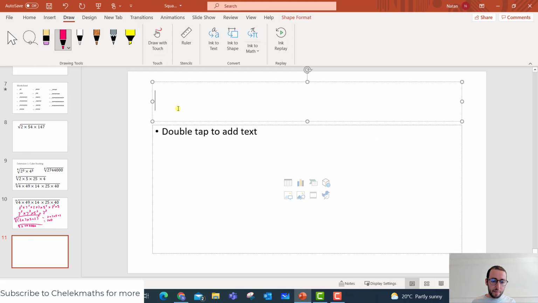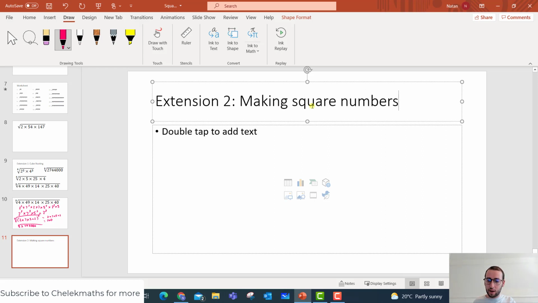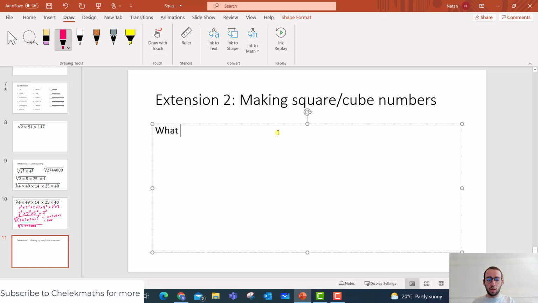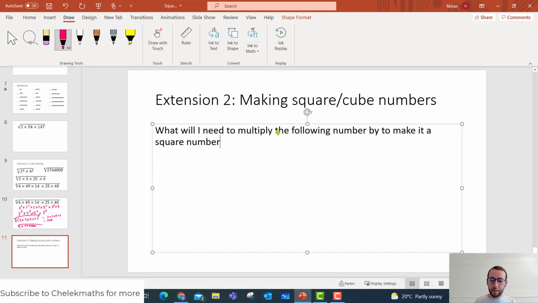Another extension might be extension 2, making square or cube numbers. And I think this is also such a nice idea. What will I need to multiply the following number by to make it a square number? Now, let's choose a number. Let's choose 75.